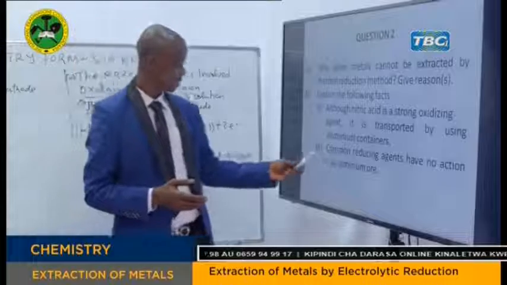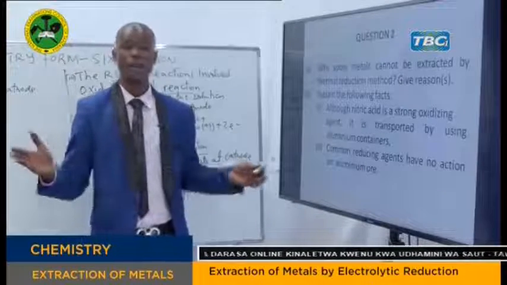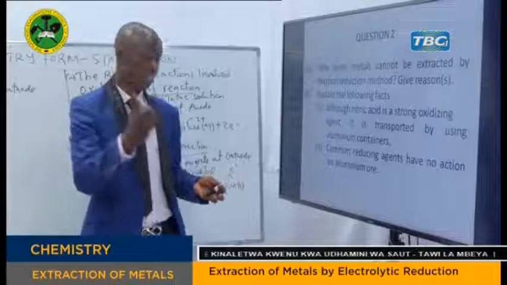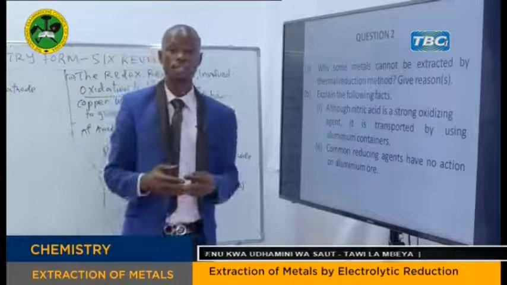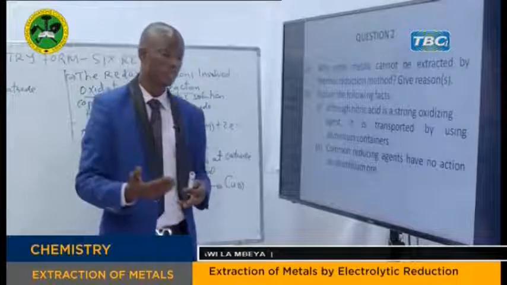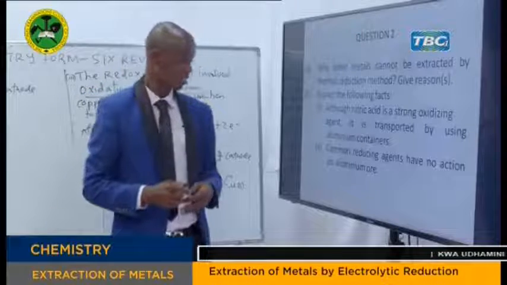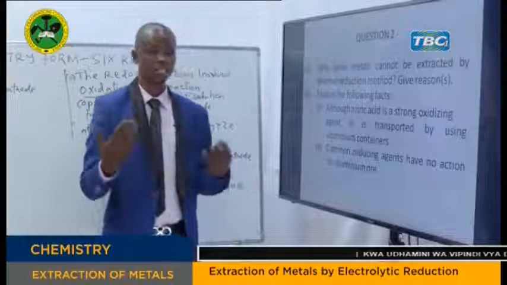Now for the second part, common reducing agents have no action on aluminium ore. Why? We have also discussed this one in the previous lesson, that aluminium is one of the reactive metals. So it is extracted by using the strongest method of reduction, which is electrolysis. But the common reducing agent can't do that.